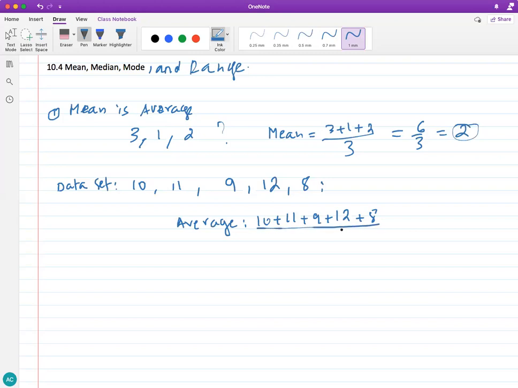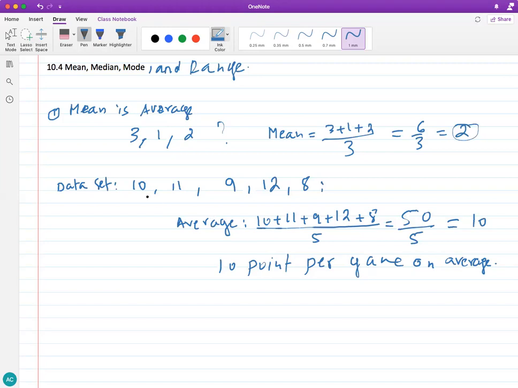So on average, for 5 games, all these points, we're going to add them. Let me just do that quickly on the calculator to save time. I already know the answer. Usually we do the addition manually, because we don't use calculators. You divide by 5. We add all of them, you get 50 points, and if you divide 50 by 5, that's 10. So you can say 10 points per game on average. It doesn't mean 10 in each game, but on average.